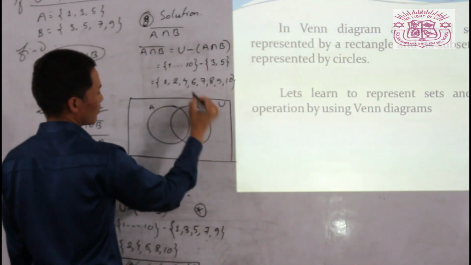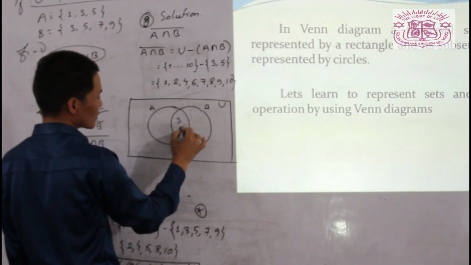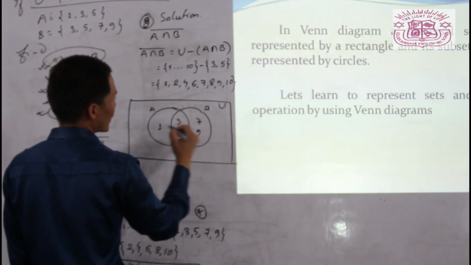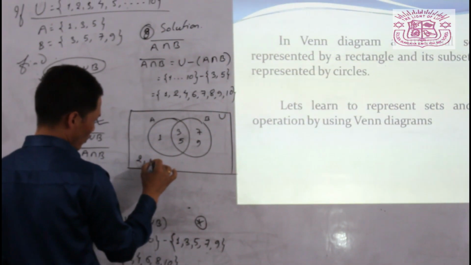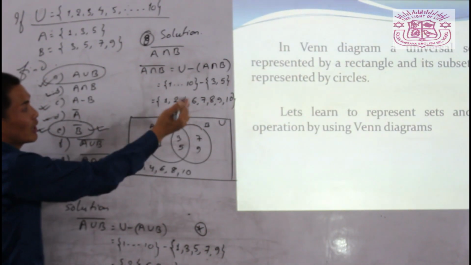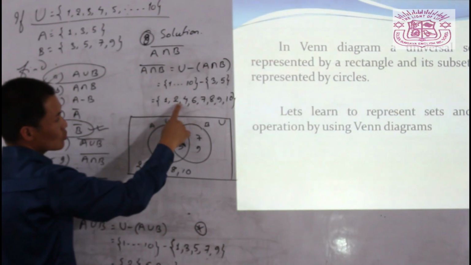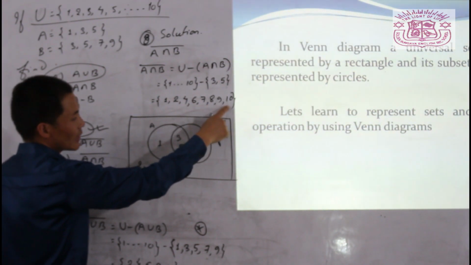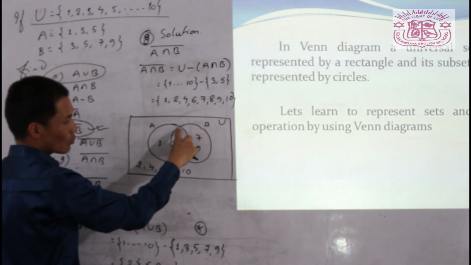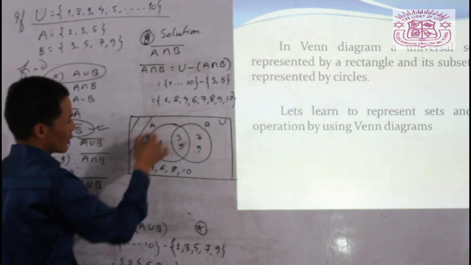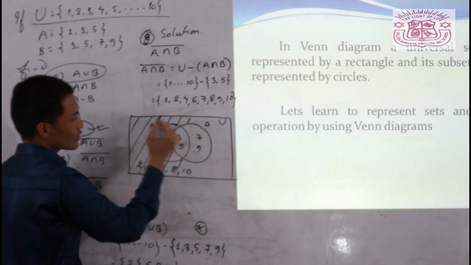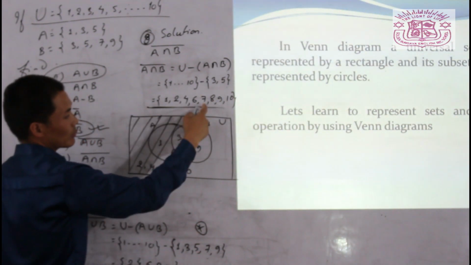A, B, 3 and 5, this is common for both. Number 1, and then elements of B, 7 and 9, and the rest of all the elements, 2, 4, 6, 8, 10. And where we make the shadow is 1. Wherever there is 1, 2, 4, 6, 7, 8, 9, 10, we make the shadow there. It means except in this common part, 3 and 5, we make the shadow everywhere, like this. We don't make shadow in this 3 and 5 since there are not 3 and 5 elements here.